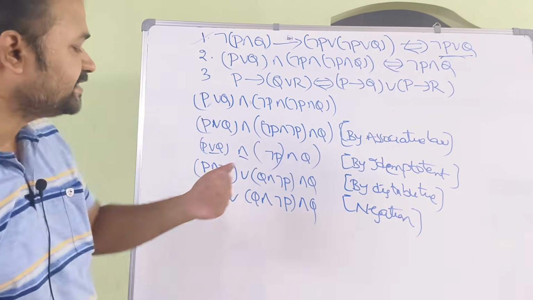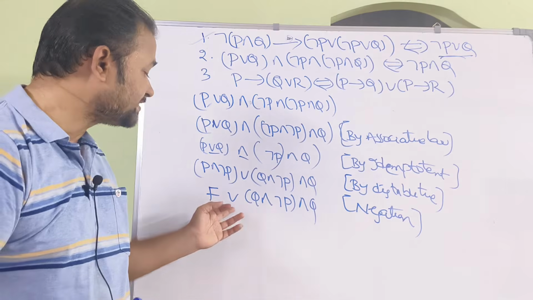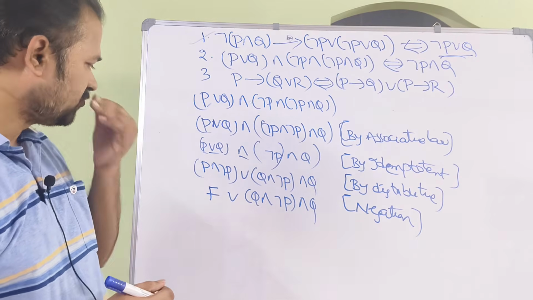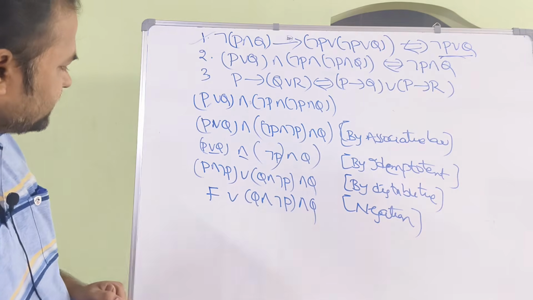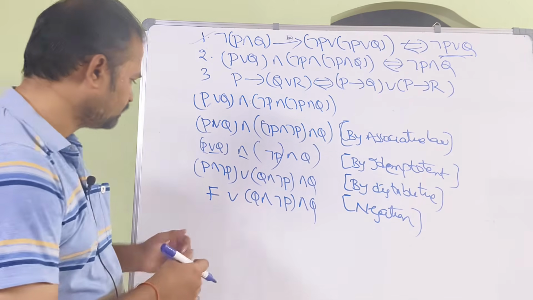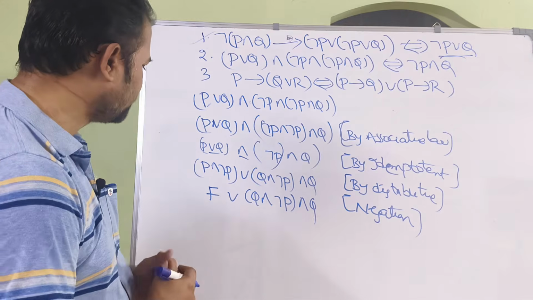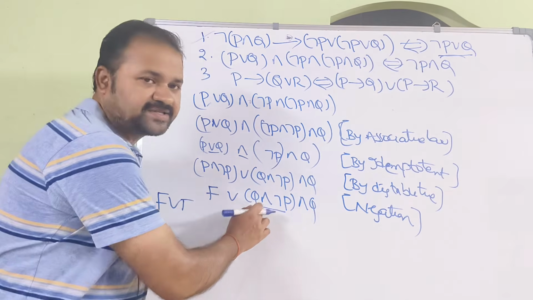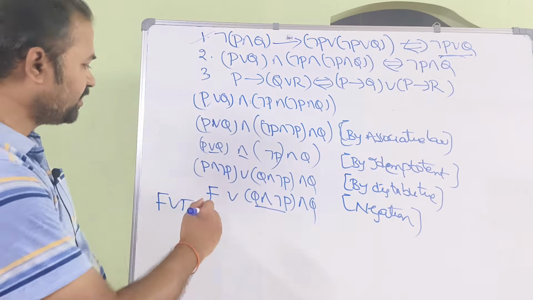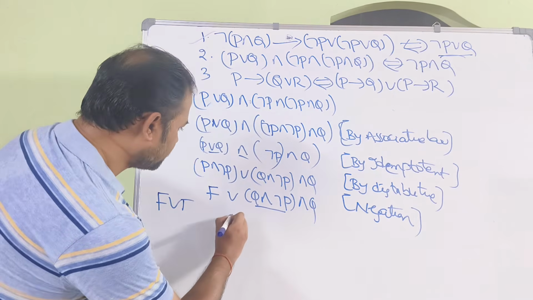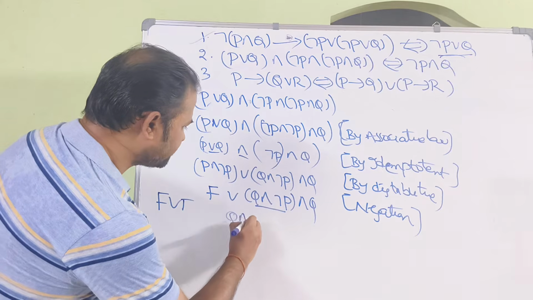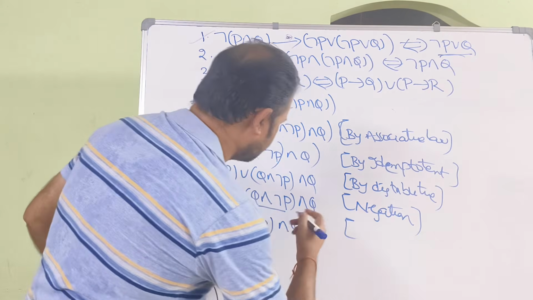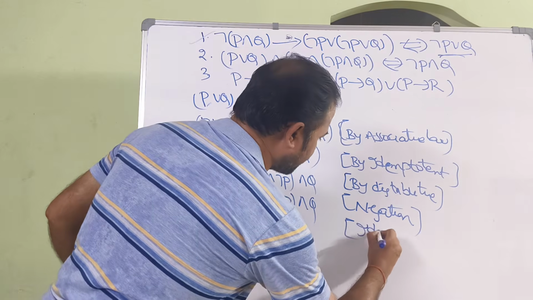Next, false or anything. False or anything is nothing but, here we are performing which operation? OR operation. So false or anything is nothing but that anything only. So P and negation P means false. So here false or anything is nothing but that anything only. So that is nothing but Q and negation P and Q. So this is which law? This is nothing but identity law.